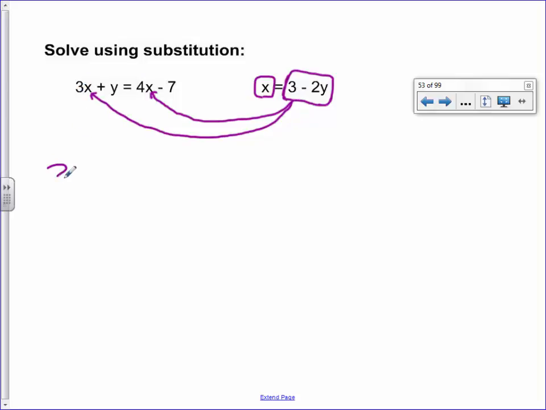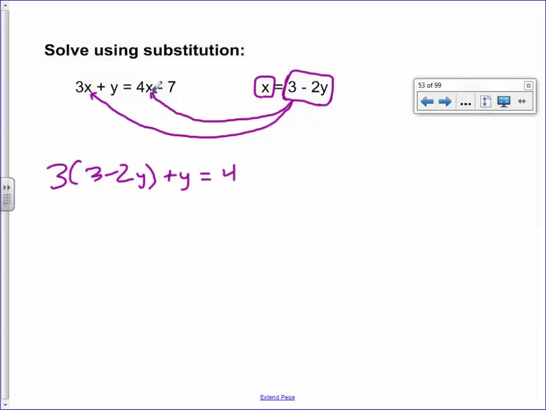We still have a 3. But rather than writing x, we're going to write what x is equivalent to, which is 3 minus 2y. Well, I still have to add y. Still need my equal sign. Still need my 4.